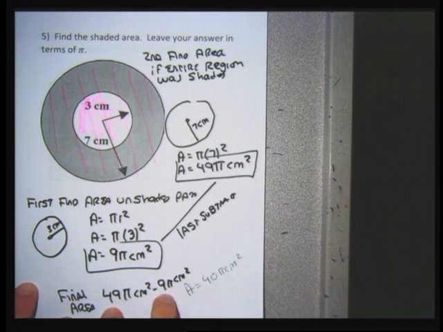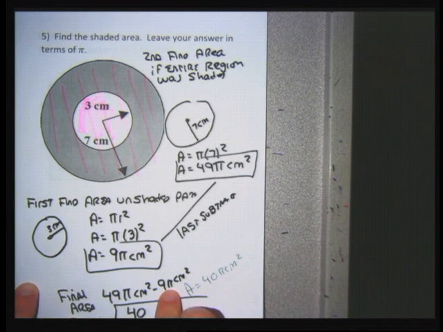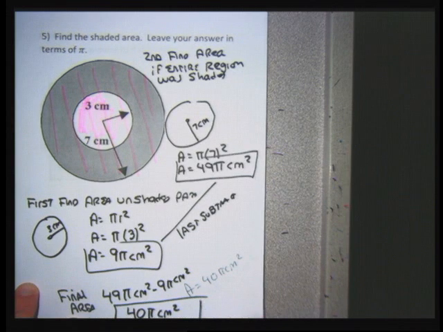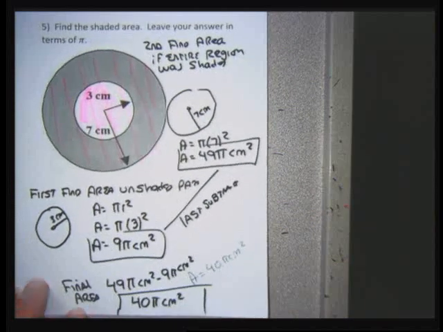I just have to subtract the 49 minus the 9. And that gives me 40 for the numerical part, because 49 minus 9 is 40. I leave the pi, and I leave the centimeters squared. It would be nice if I would have written area equals, but I can live with that just like that.